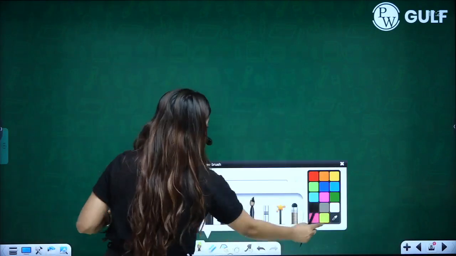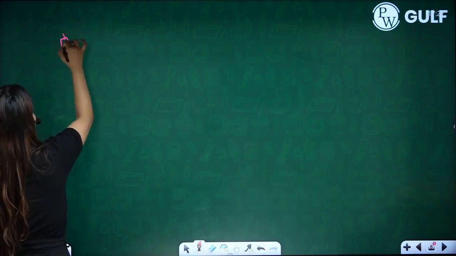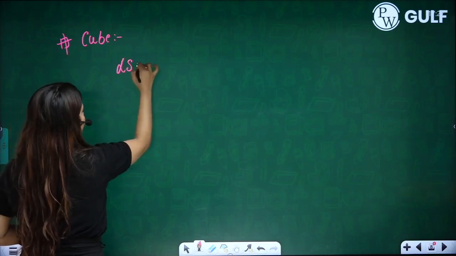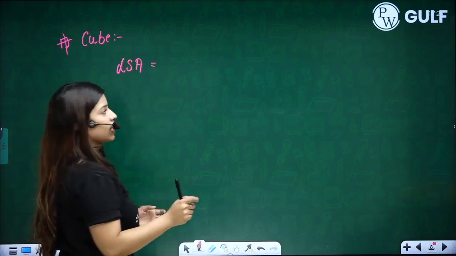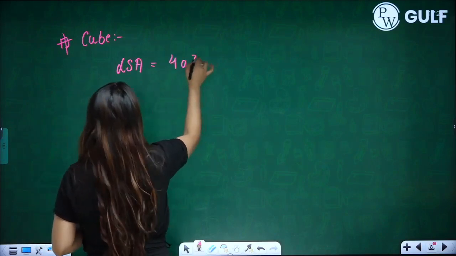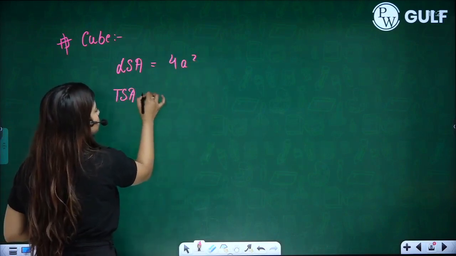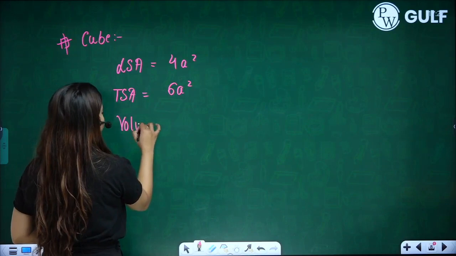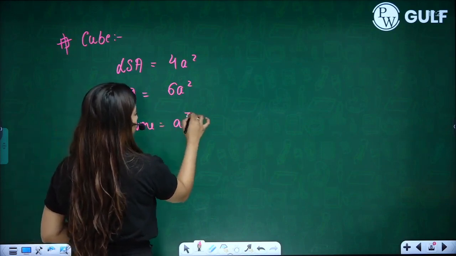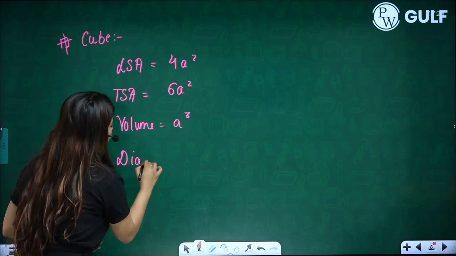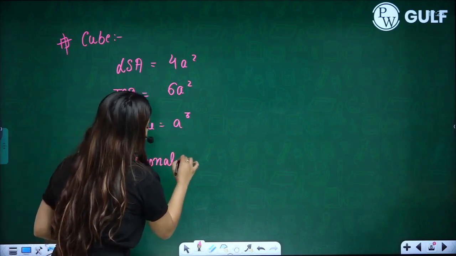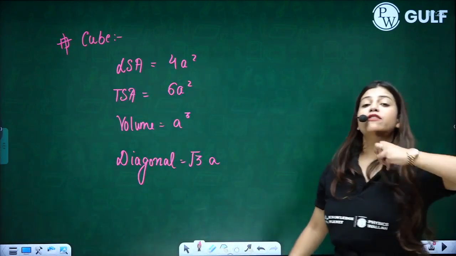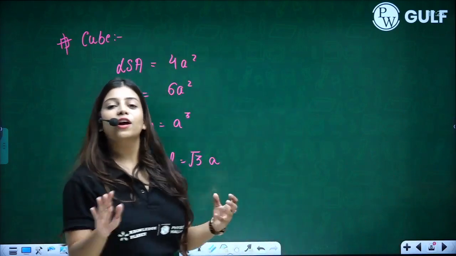The next thing that we have, students, is cube. Right? Let's talk about cube. It's simple. The lateral surface area of the cube is equivalent to 4a square. As simple as that. The total surface area of the cube is equal to 6a square, and the volume of the cube is equivalent to a cube, and the diagonal of the cube is calculated as under root 3 into a. So these are the four different formulas that you will be using for a cube figure.